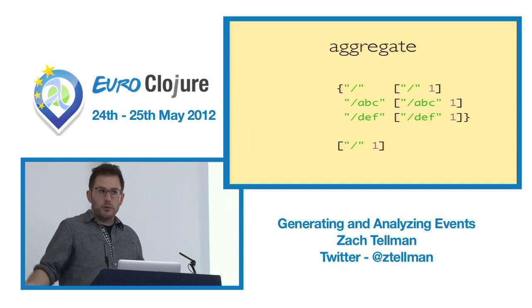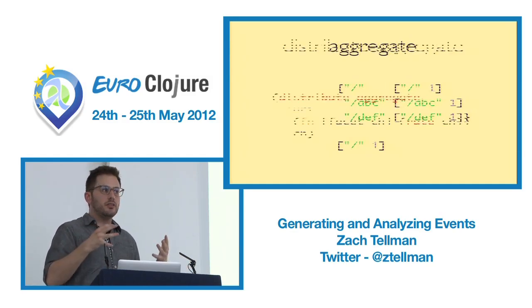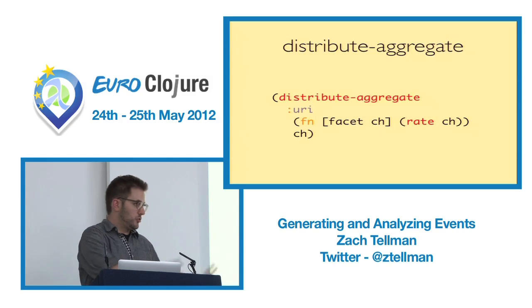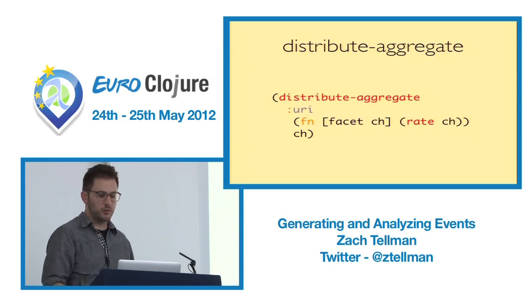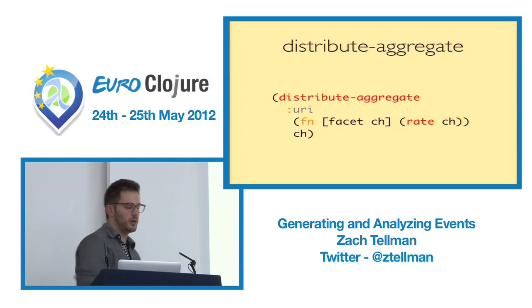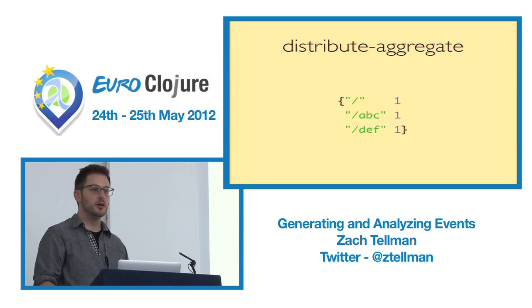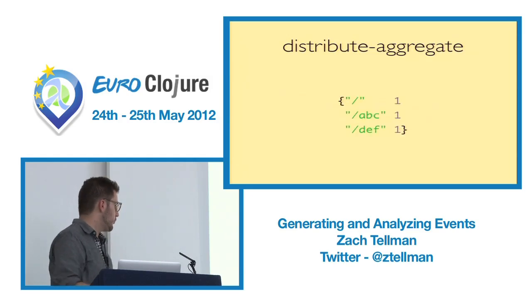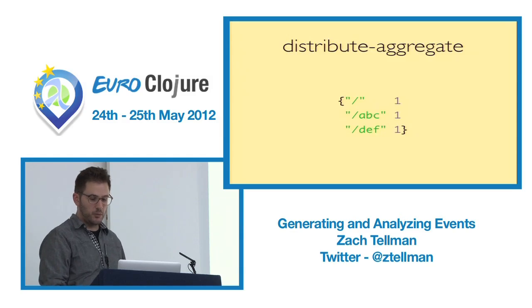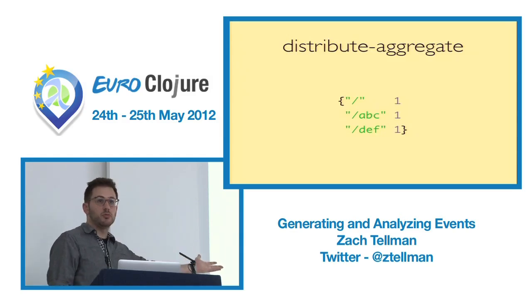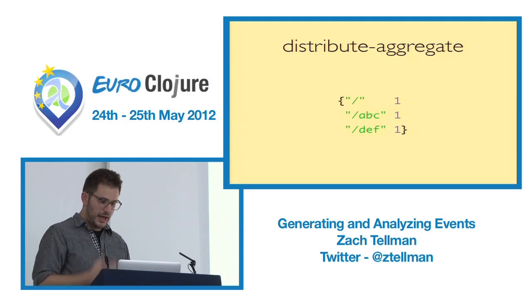And there we go. And these are useful in isolation, distribute and aggregate. But really, mostly, they're going to be used in conjunction with each other. And so, unsurprisingly, there's a distribute-aggregate function which does exactly this. And if we apply this to that same stream, it will, at fixed intervals, emit what you'd expect, a mapping of the URIs onto the rates.